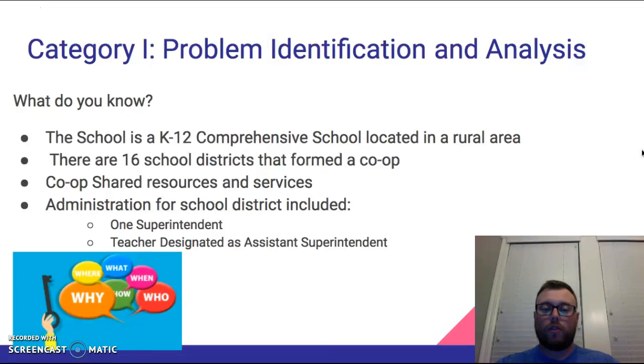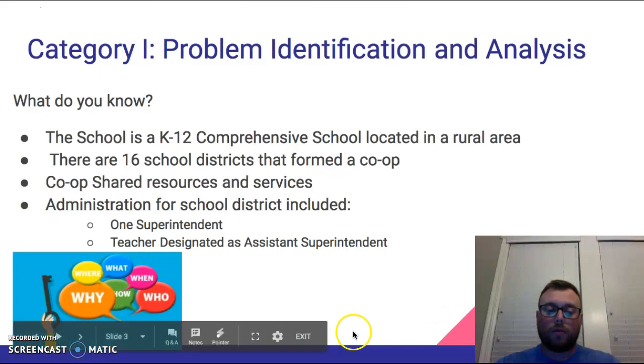The administration for the school district is one superintendent. That superintendent takes turns going to each of the schools in the small townships, so he's at each school one day per week. And then there's a teacher designated as the assistant superintendent, and she's there to inform the superintendent of any major issues going on with the parents, the faculty, or the staff, and also to handle any minor discipline problems or any problems that may arise that are minor.